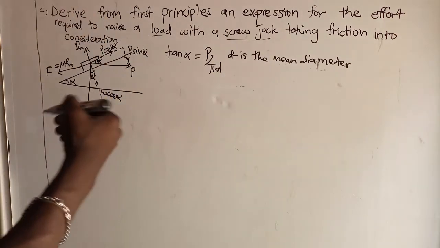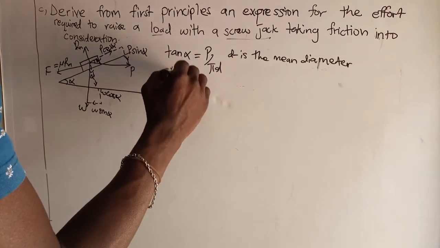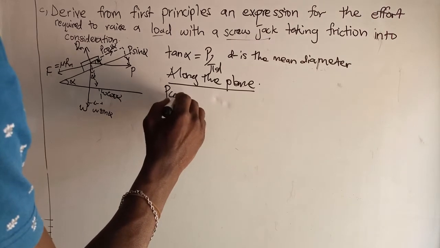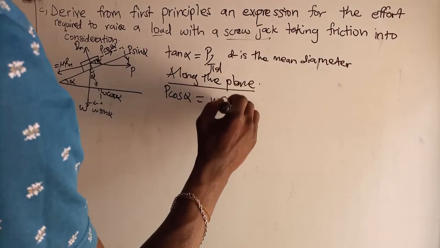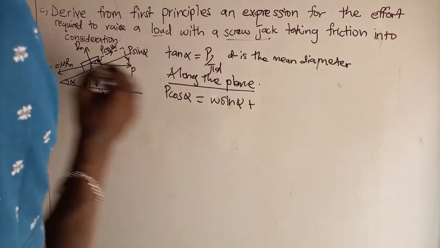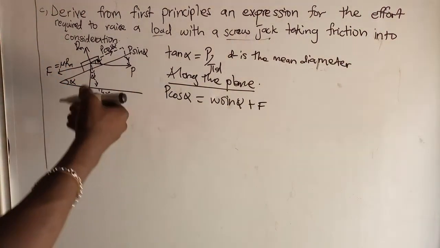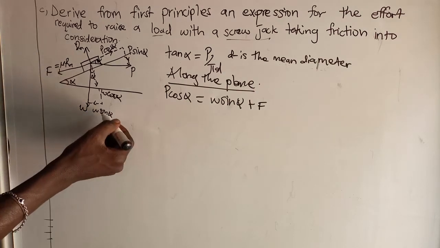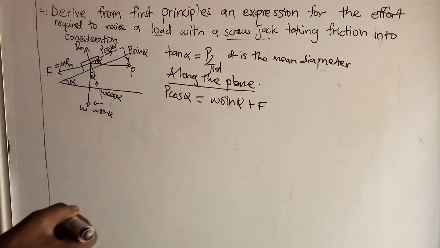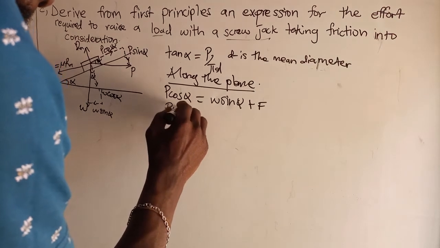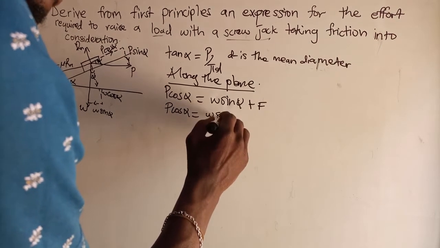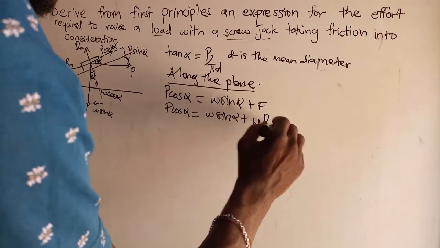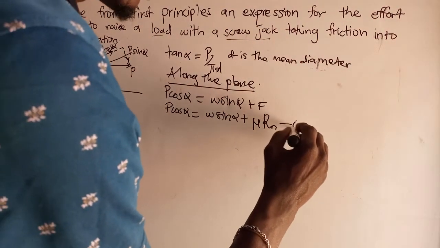When we resolve the forces along the plane, we have P cos alpha equals W sin alpha plus F. The frictional force and W sin alpha are in the opposite direction to the P cos alpha. As we go further, we get P cos alpha equals W sin alpha plus our frictional force, mu R. Let's call this our first equation.